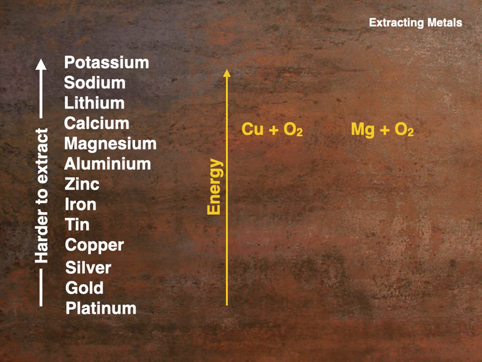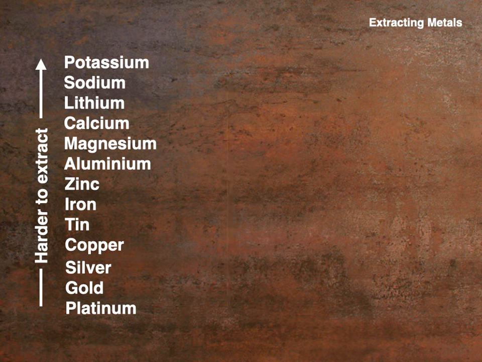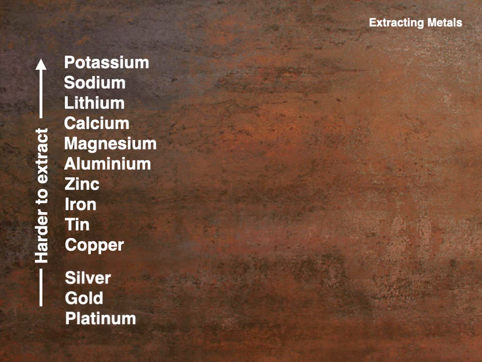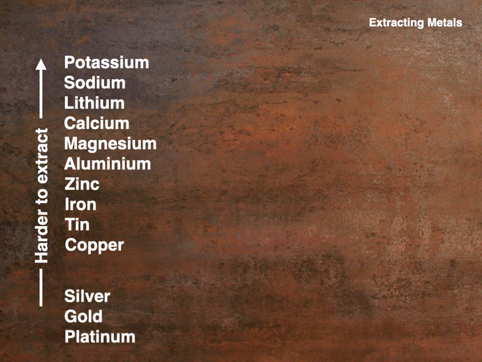So, the more reactive a metal is, the more energy you have to put in to break up its compounds and extract it from its ore. So, how do we actually do it? Well, for your least reactive metals, these down here, these are usually found native. You don't have to extract them at all.